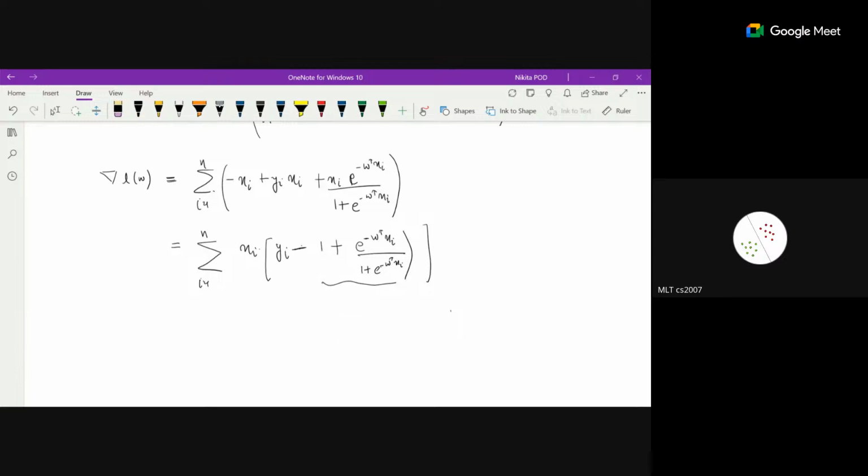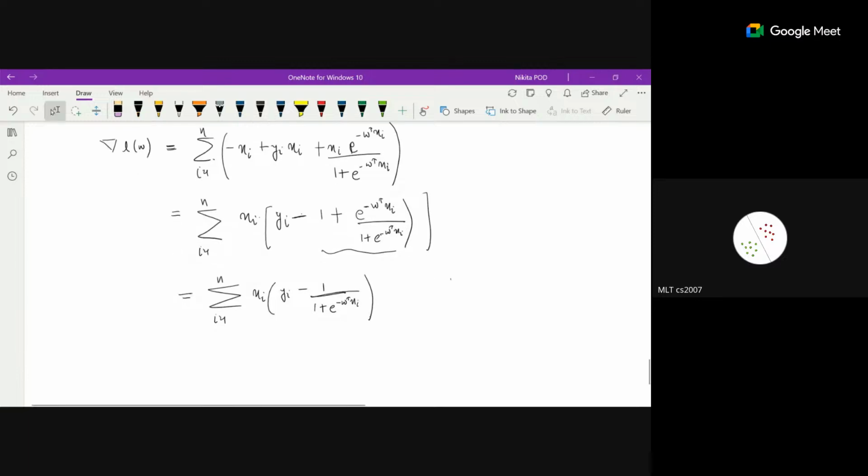And at the end, we have i varying from 1 to n, Xi, Yi minus 1 divided by 1 plus e to the power minus W transpose Xi. This is what we get. So this is the gradient of log of L(W).